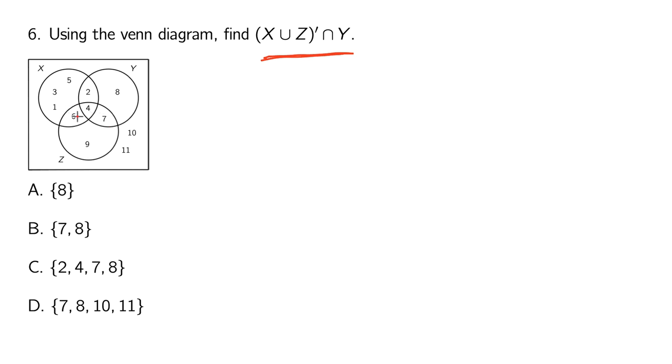Everything here is included except 8, 10, and 11. Those are the only things that are not in this union. So that is what the complement is. The complement is the things that are outside it, and from the diagram, the things outside it are 8, 10, and 11. If we now intersect that with y, we see that of 8, 10, and 11, the only thing that is in y is 8. So that becomes what the set is.